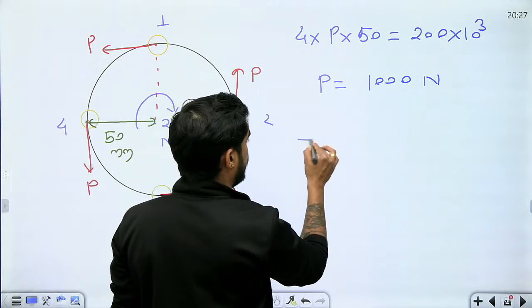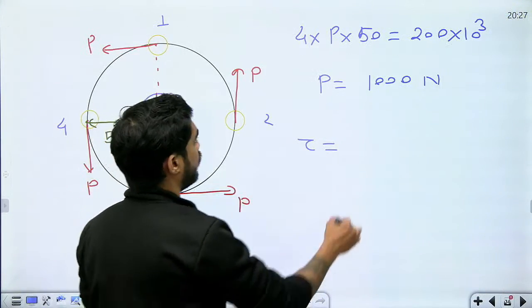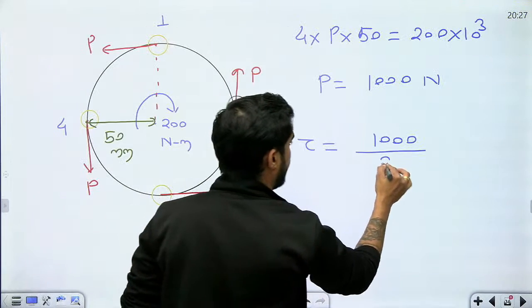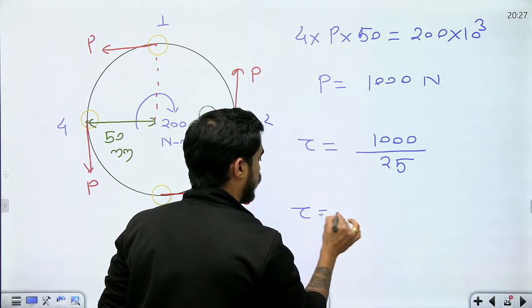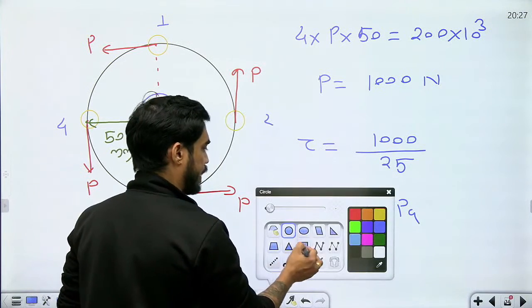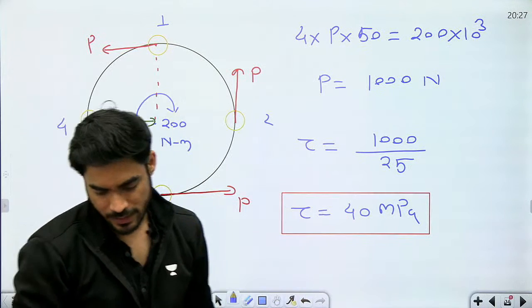So beta, now tau will be equal to what? Tau will be equal to force upon area. And how much is the area? 25 mm square. So tau will be equal to what? 40 megapascal. Tau is 40 megapascal or what?